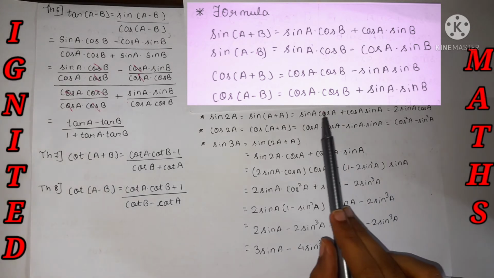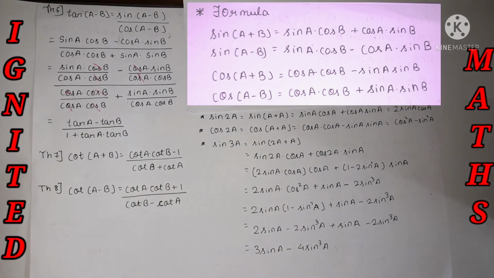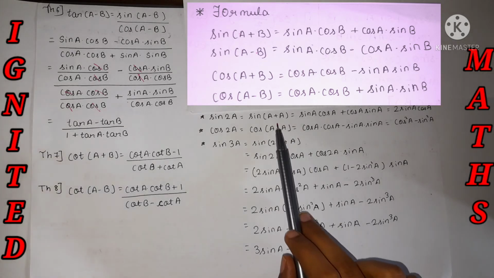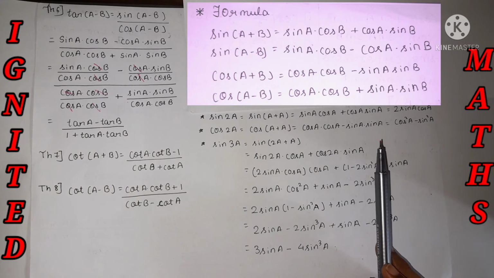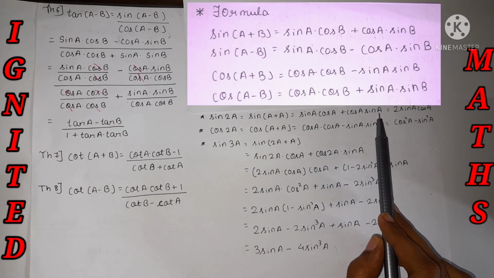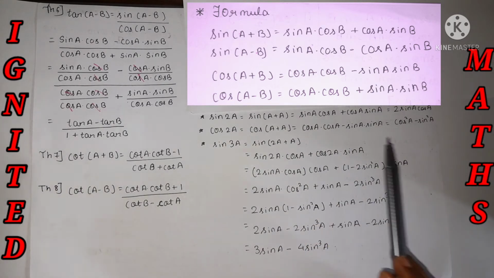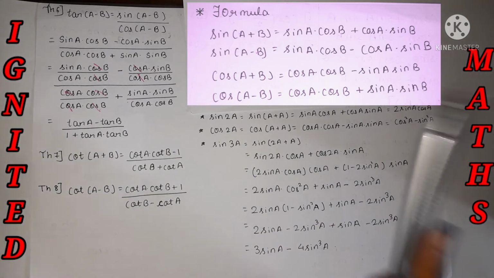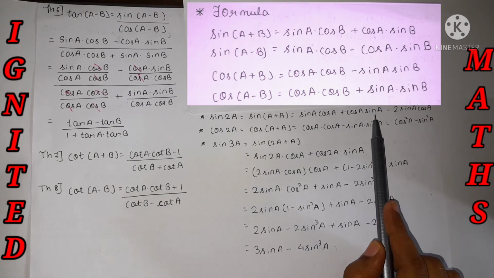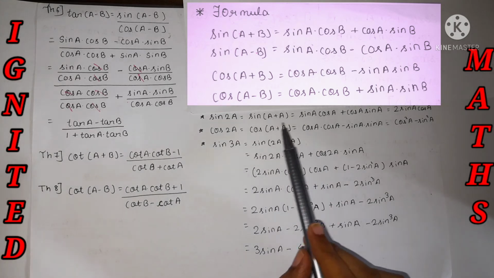Just apply it: sin a into cos a plus cos a into sin a. The a and b may differ, but as I mentioned, a and b are angles; over here the angle is a, so it's absolutely the same. So it's sin a into cos a plus cos a into sin a, which is nothing but 2 sin a cos a, since the term is repeated and 1 plus 1 is equal to 2. Now the other formula, cos 2a, cos 2 theta, we are also going to derive.